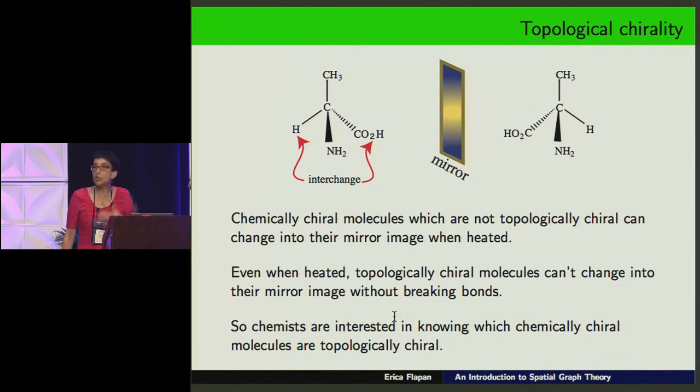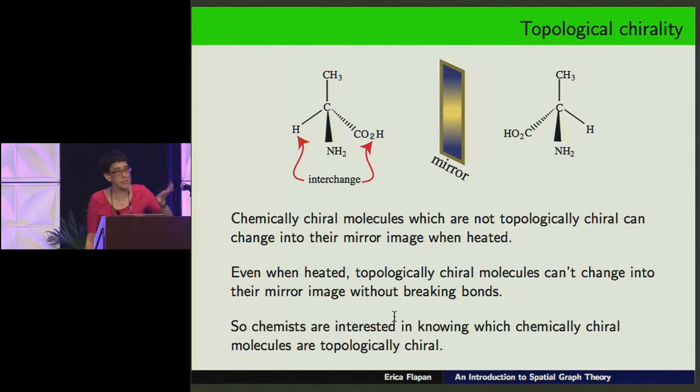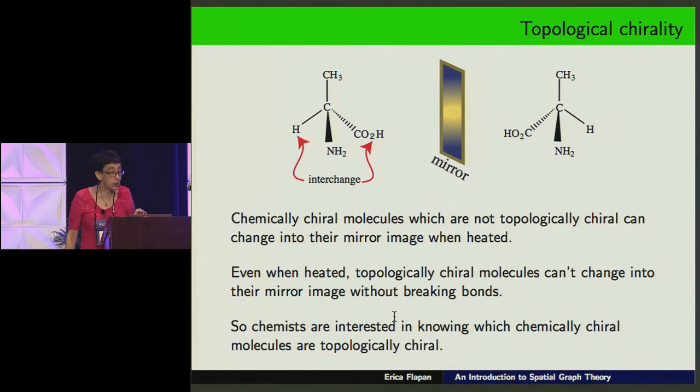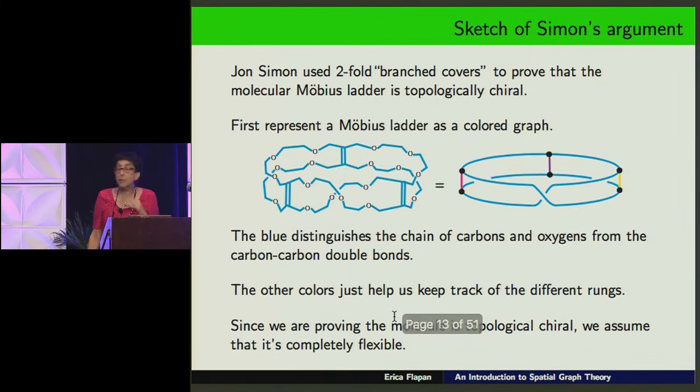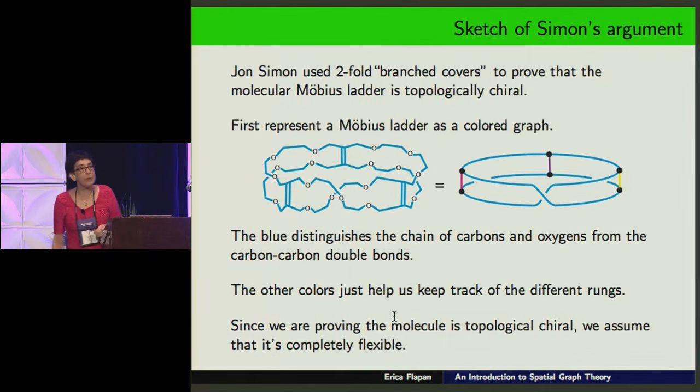And so in general, apart from a Mobius ladder, which is still waiting for us to prove it's chiral, this is a generally interesting designation for chemists. All right, so let's go back to the molecular Mobius ladder, and I'll give you a very brief sketch of how John Simon proved that it was topologically distinct from its mirror image. So in other words, that it's topologically chiral.